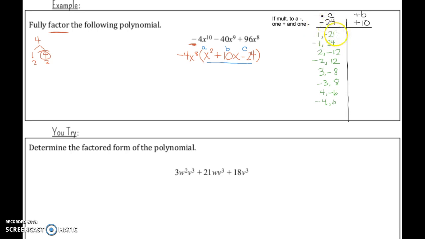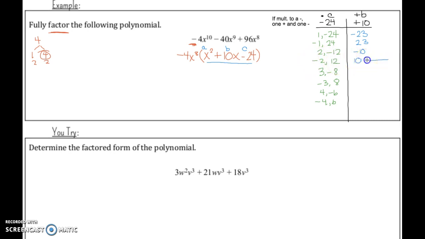So 1 plus negative 24 gives me negative 23. Well, that's not 10, so that's not what I want. Then negative 1 plus positive 24 is positive 23. Well, that's not what I want either. 2 plus negative 12 is negative 10, which is almost what I want, but not quite. And then negative 2 plus positive 12 is positive 10, which is exactly what I want.